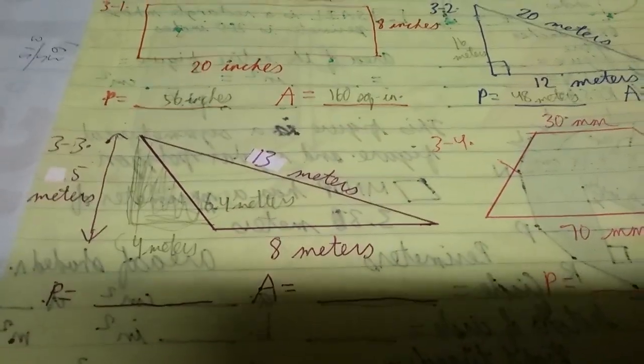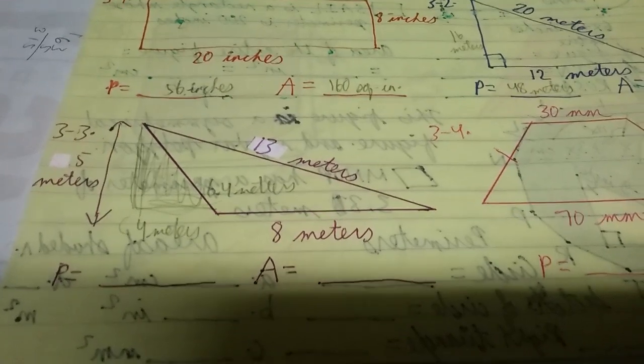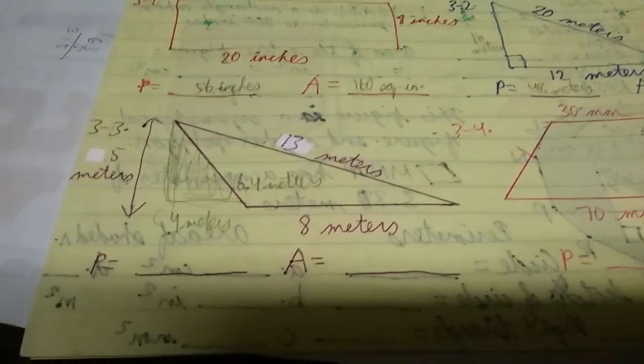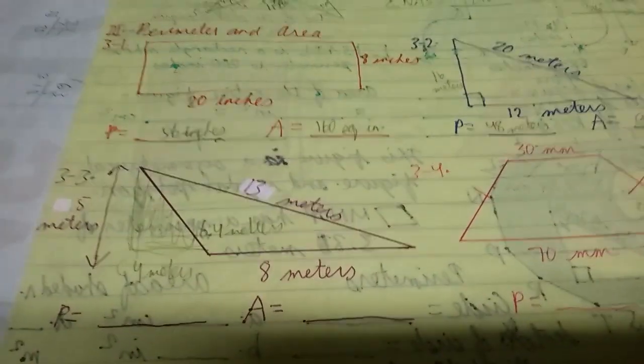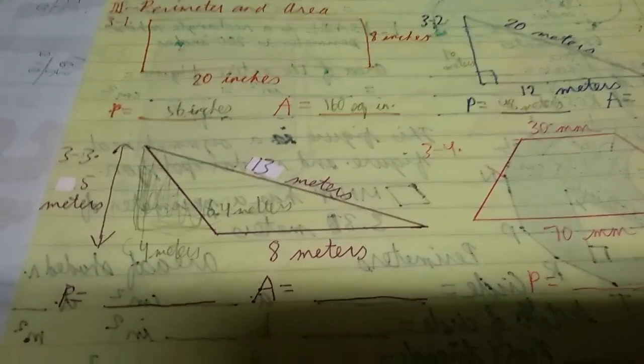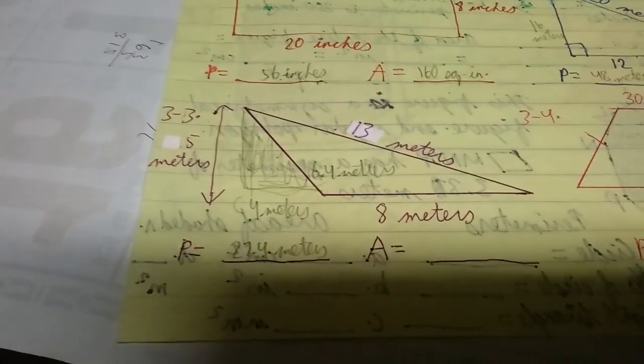Now all we need to do now is to add up all the numbers together. And that's how you get the perimeter. Perimeter is very easy. So 13 plus 8 is 21. 21 plus 6.4, that's 27.4 meters. Yan, just like what I said, don't forget to include your measure.